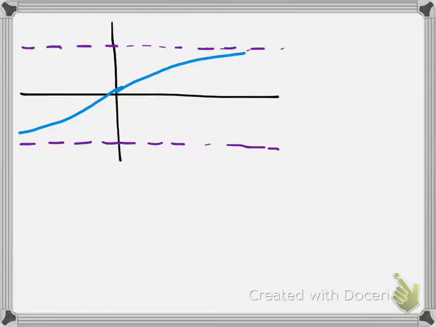the restricted domain of the regular tangent function is negative pi over 2 to pi over 2, so therefore the range of the inverse tangent, so this is y equals the inverse tangent of x, is negative pi over 2 to pi over 2. And so we have this point out here somewhere.